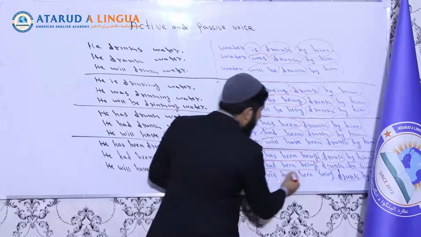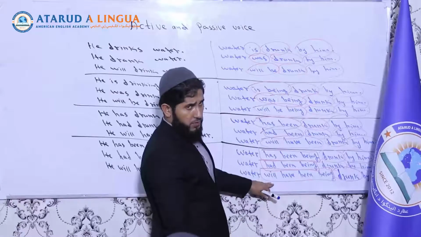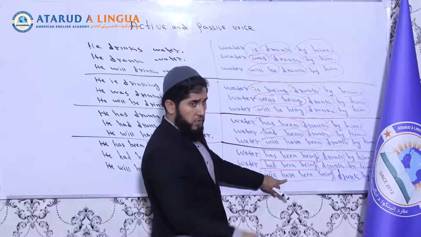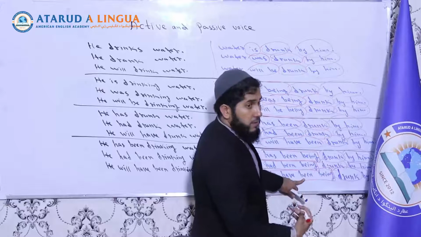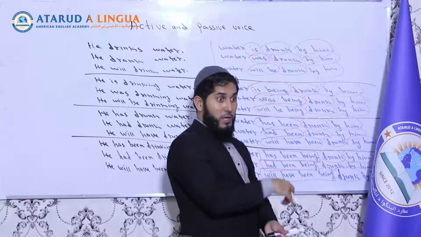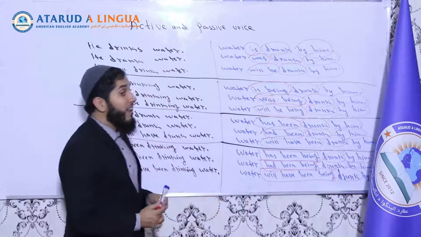So will have been being: you have 4 auxiliary verbs over here. Will to show it is a future tense, have to show it is a perfect tense, been to show it is a continuous tense, and being to show it is passive form. Understood? So 4 auxiliaries. Okay, that's all.